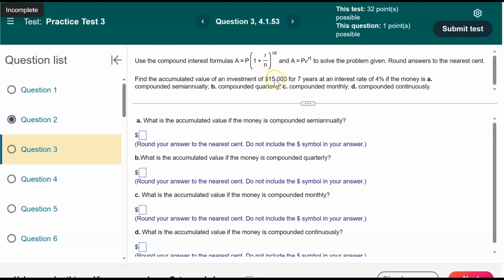So you would replace P by 15,000. And then the 7 years here is for your T. That's the number of years. And the rate of interest, R, is 4%.